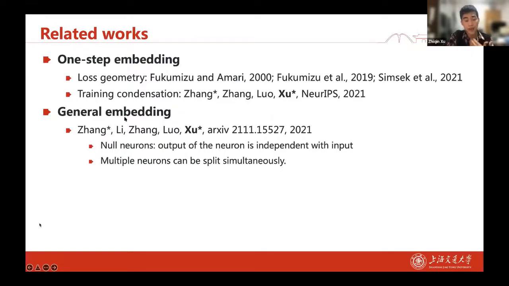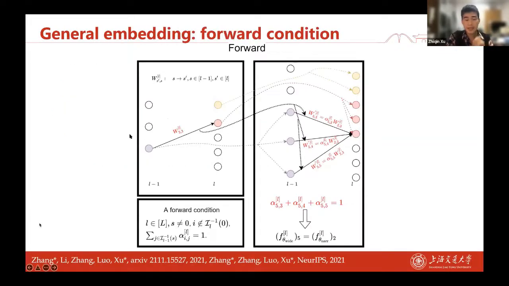proposed a more general embedding, not only one neuron added by another, but added by a bunch of neurons. So here's an example. For example, in this case, we split the neurons in the previous layer and also in the next layer into several neurons. In this case, they are split into three neurons. To preserve the output, the coefficients of the input from the previous neuron to the posterior neuron should have a summation of one. This is to preserve the output. But we also need to preserve the criticality.